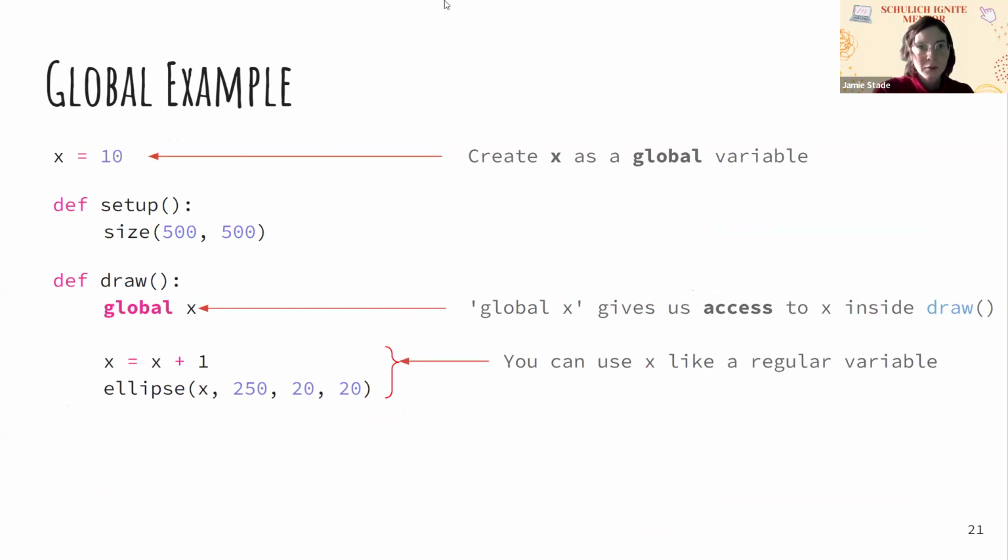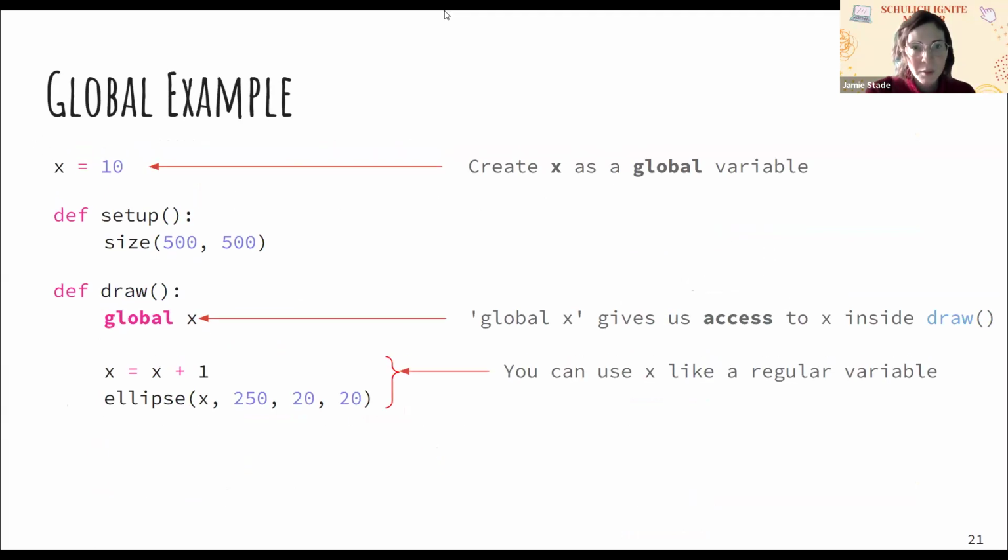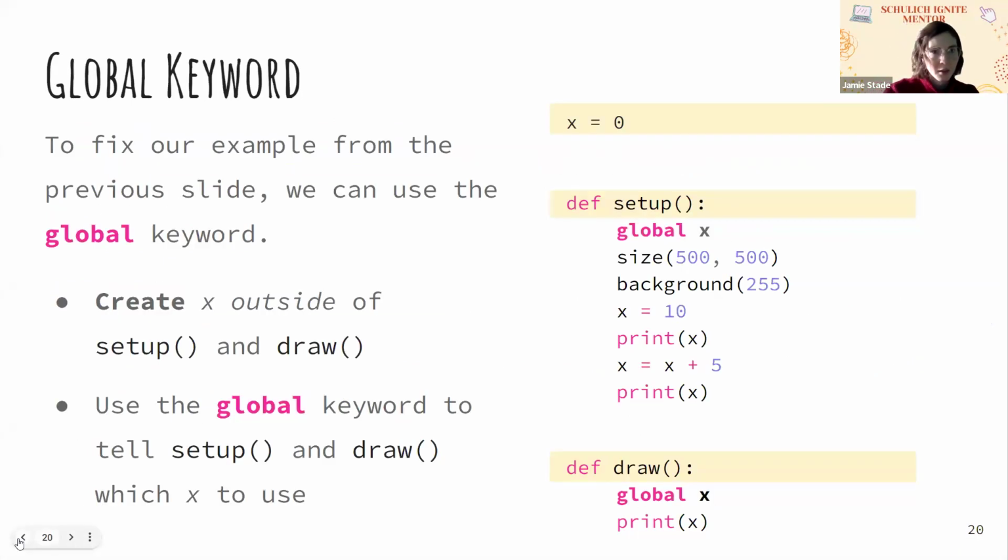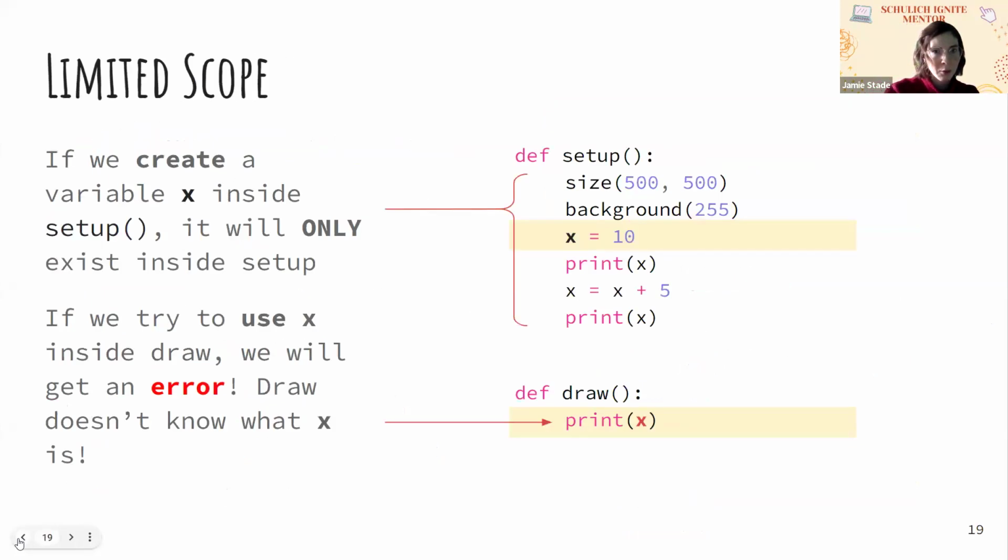So here's another example. You have a question? Can you explain the previous slide? I was pretty confused. Yes. The global keyword or this one? This one, okay.